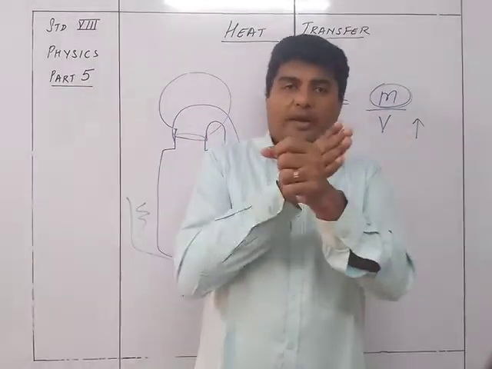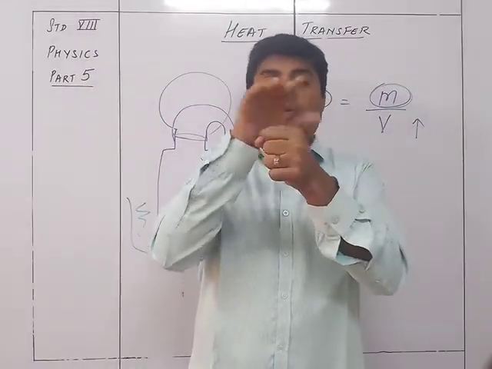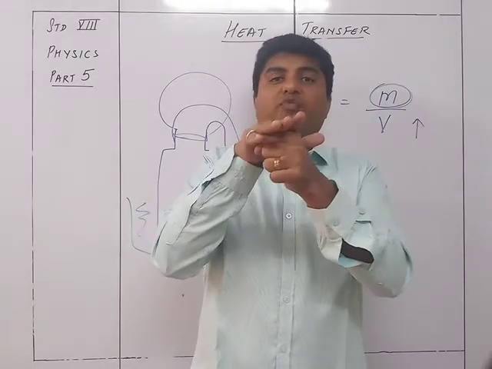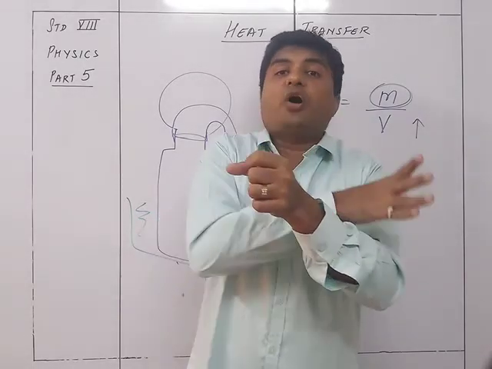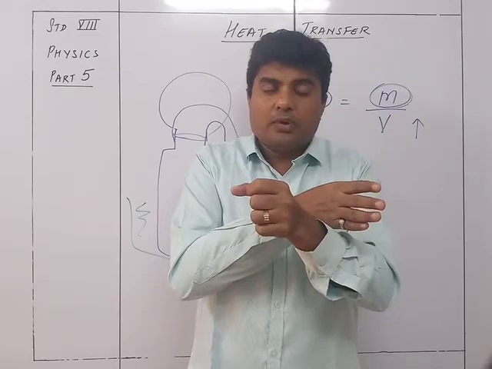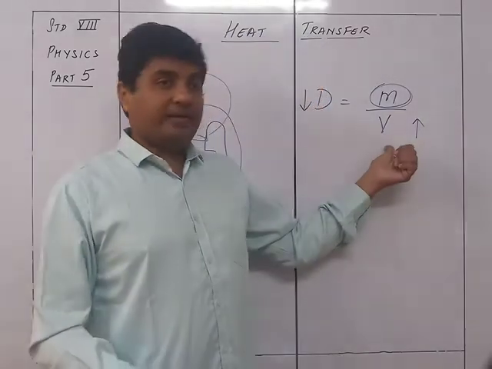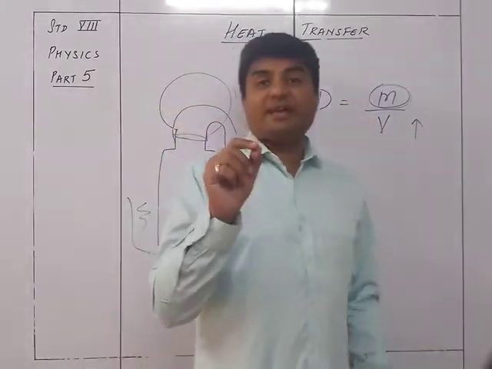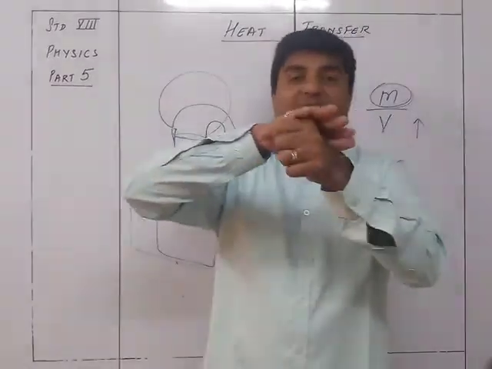Now let's cool it. So I am cooling the water from 4 degrees to 0 degrees. When I am cooling it from 4 to 0 degrees, instead of contracting, it expands again. Because it is expanding, volume is increasing, so density is decreasing. So that's the reason at 4 degrees the density is maximum.